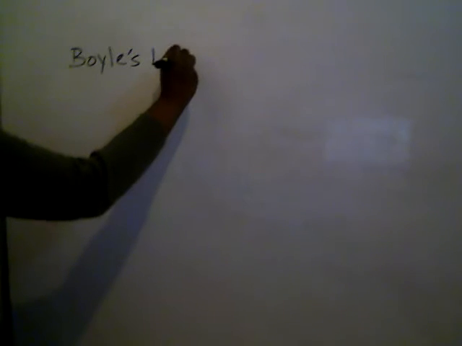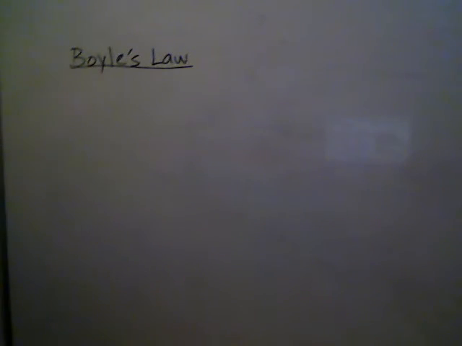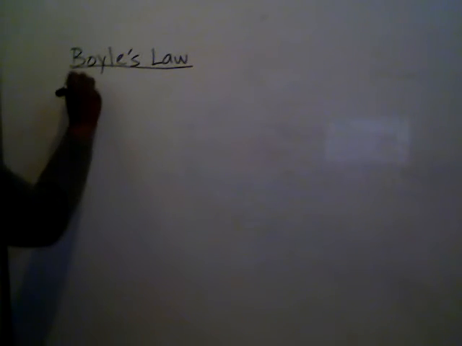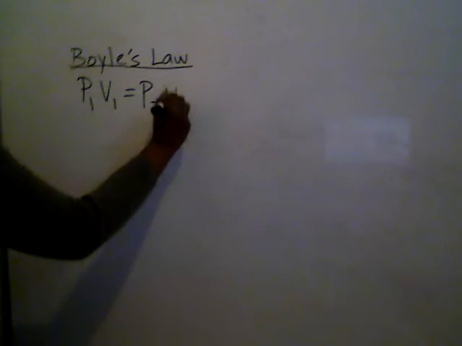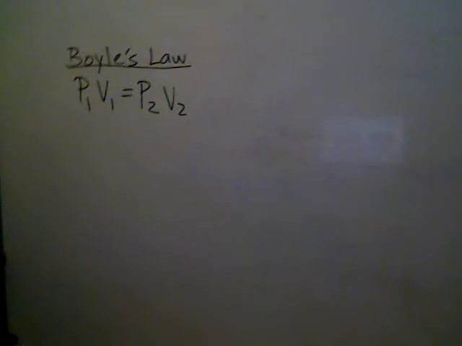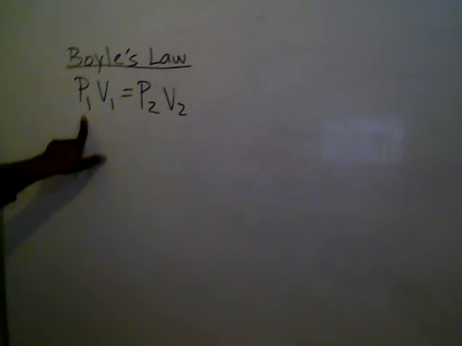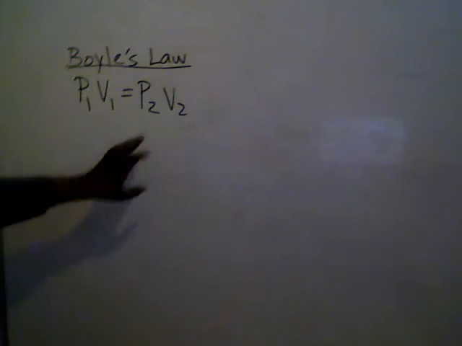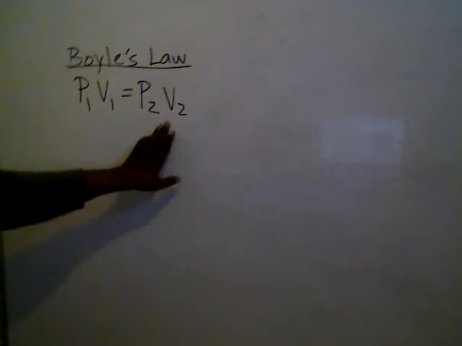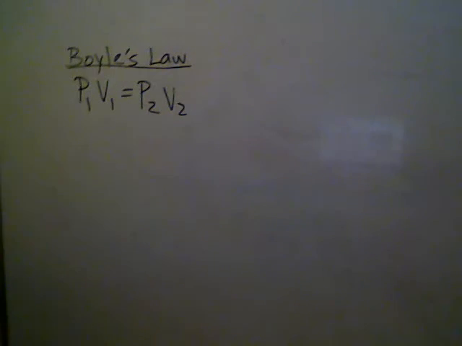So if we start with Boyle's law, you will definitely need to know the name of the law that goes with the equation. Boyle's deals with pressures and volumes. So P1 V1 equals P2 V2. Now the ones and the twos, what do those stand for? Well, the one stands for the initial volume, initial pressure. So they may give you some initial conditions, and then the two stand for the final volumes or final pressures.